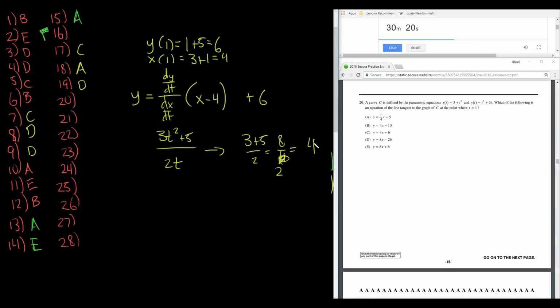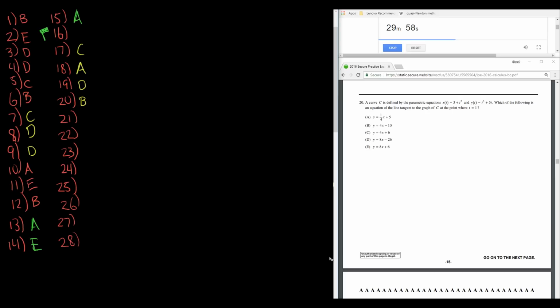8 halves equals 4. So this comes out to 4. And if we come down here, we get that this is 4x minus 16 plus 6, just expanding out, which is 4x minus 10, which is B. Always good when all your hard work pays out. So getting one of the answer choices, that means you're probably correct. Or they're tricking you correctly.